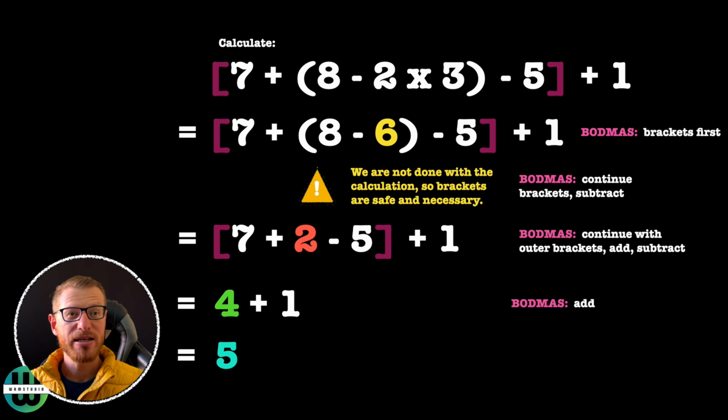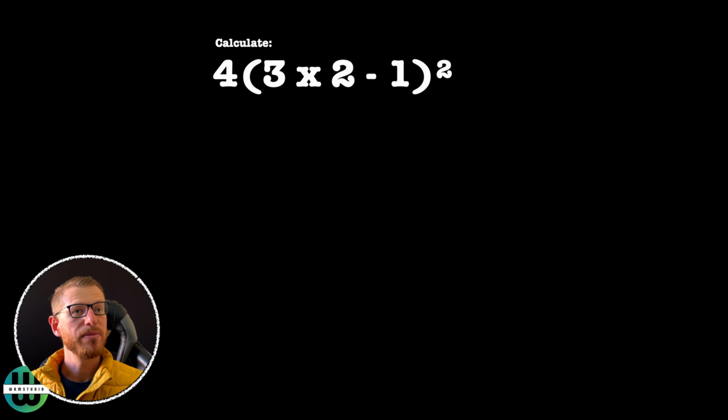It's just written differently. Now let's have a look at calculating 4, then brackets. Inside of those brackets, 3 times 2 minus 1, close the brackets, to the power of 2.